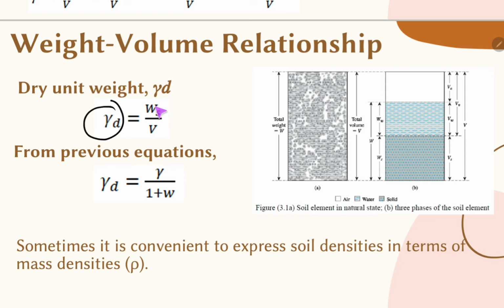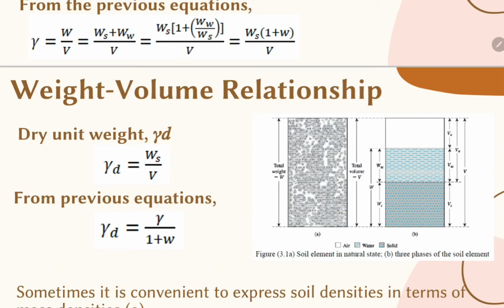Gamma dry or dry unit weight is weight ng soil solids. As you can see, tinanggal yung water kasi yung air naman ay walang weight, diba? Kumbaga, tinanggal yung water kaya dry siya, no? Over the total volume or the volume of the soil. And then from the previous equations kanina, no, we can say that gamma dry is also equal to gamma over 1 plus omega. So how come?